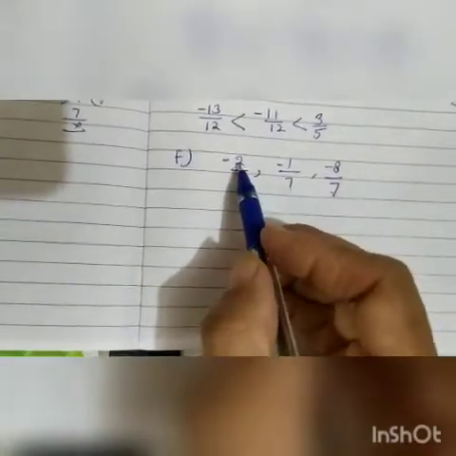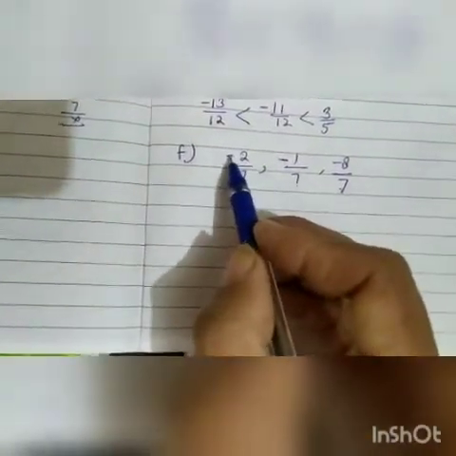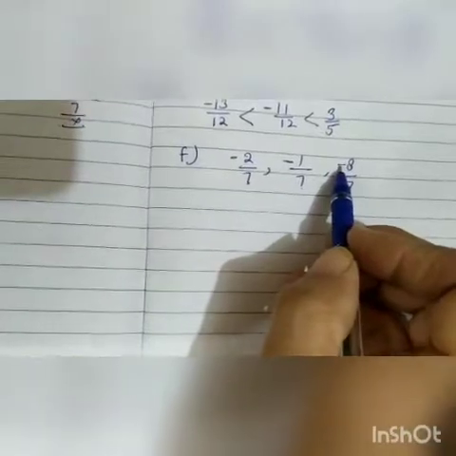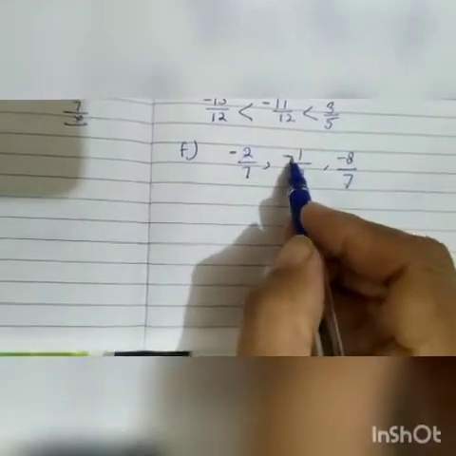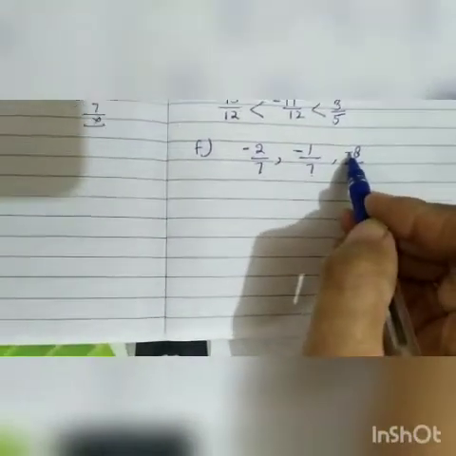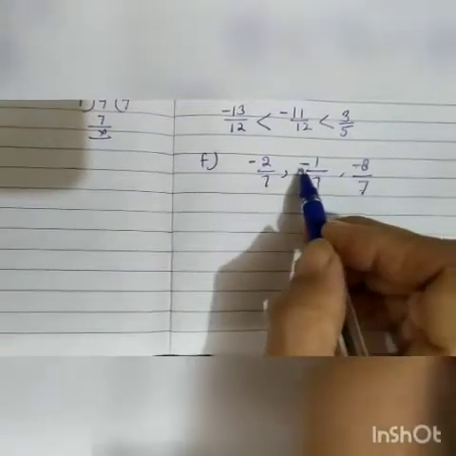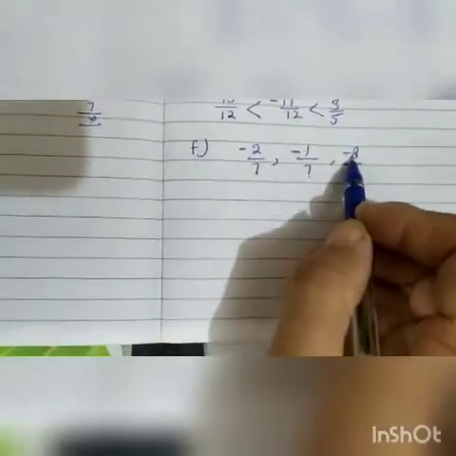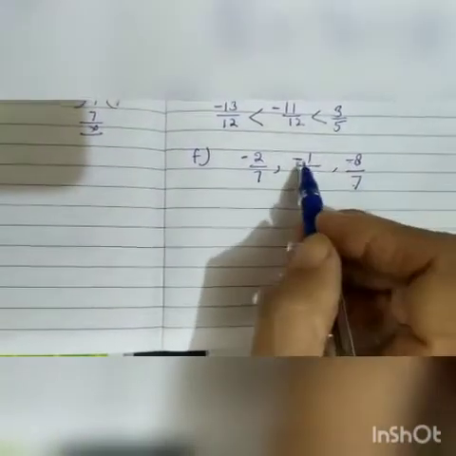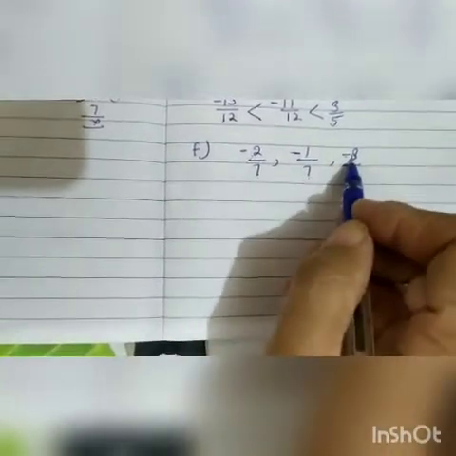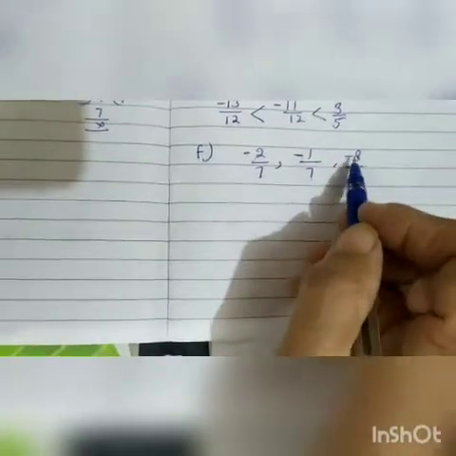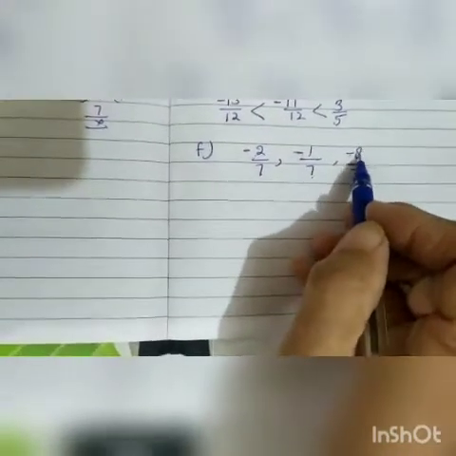We will compare only their numerators, and these three numerators are negative: minus 2, minus 1, minus 8. So which is the smallest one? Among these three numerators, which one is the smallest one? Minus 1, minus 2 or minus 8? Minus 8, because its numerical value is the greatest.